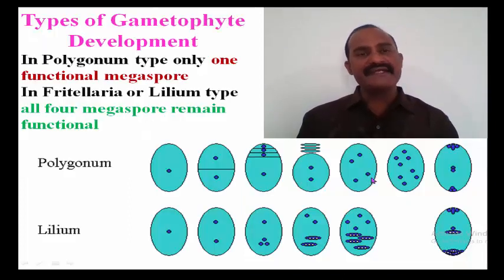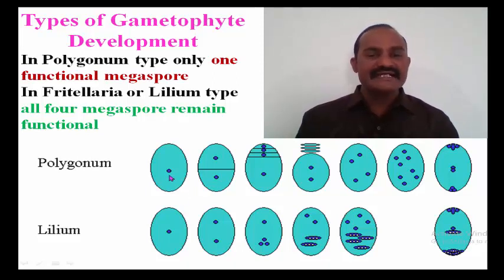Now as far as the development of the female gametophyte in angiosperms is concerned, there are 2 major types of development patterns. The first one is called the polygonum type, where a single megaspore is functional and 3 of them degenerate. Here these are the degenerated ones, and a single functional megaspore develops into the embryo sac. So the embryo sac or female gametophyte is the product of a single functional megaspore. That type is generally found in plants, and it is called the polygonum type of development, as it was first studied in the polygonum plant.